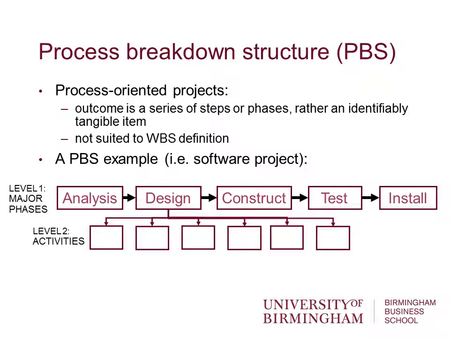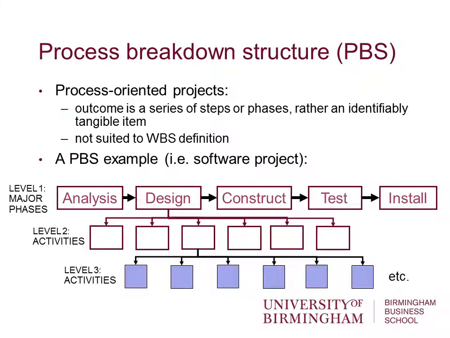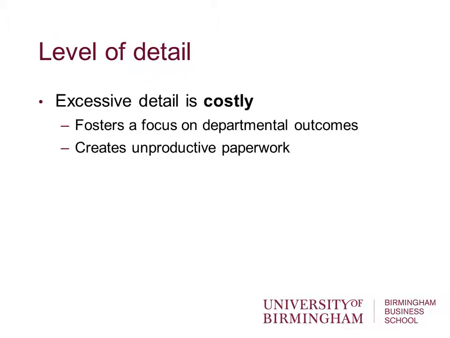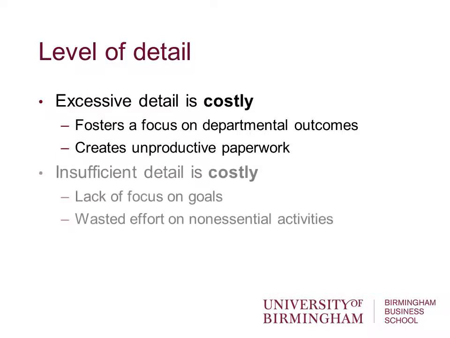And then we have more detailed activities under each of those broad topics, and then more detailed activities under those. Okay, so what level of detail do we go down to? Well, we need to try and identify as many activities as possible to start devising the network and the planning logic for the project. The problem is excessive detail is costly. We're spending more time, effort. It fosters focusing on departmental outcomes, but can produce huge amounts of unproductive paperwork and thinking concern about the project. And it's eating up time, which is maybe a major issue for the project.